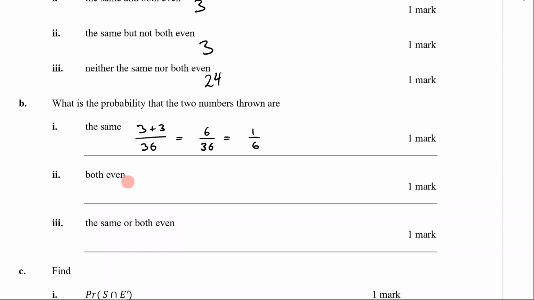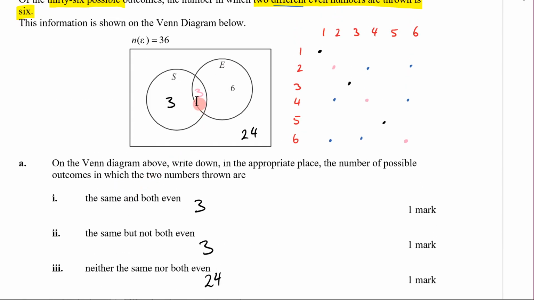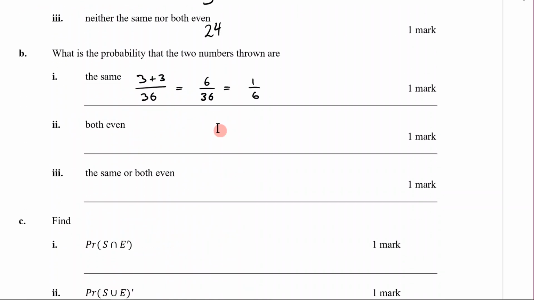So both even. Okay, so if they're both even here, that's going to be 3 plus 6 for my E event here, 3 plus 6 over 36, which is going to be 9 on 36. And remember, we always want to simplify, so it's going to be 1 on 4.